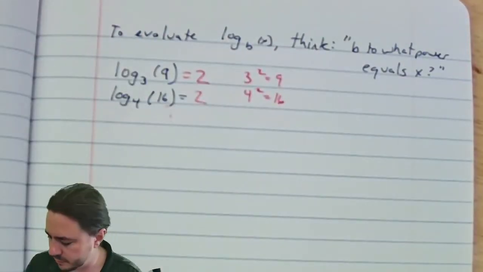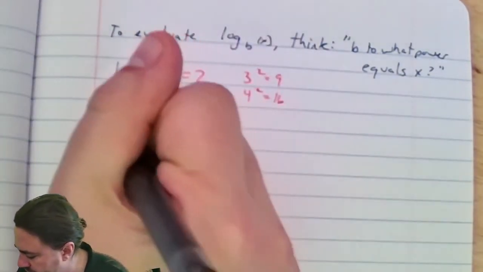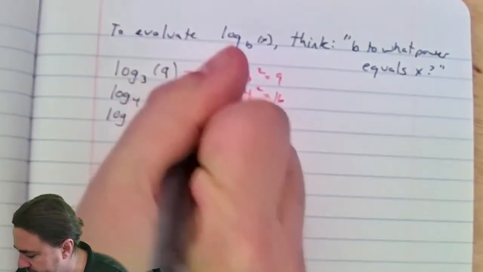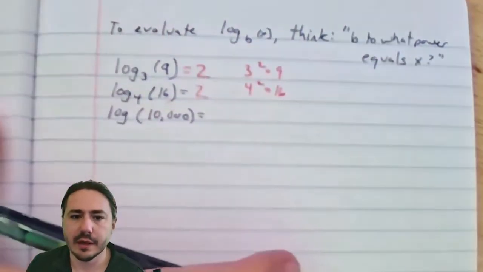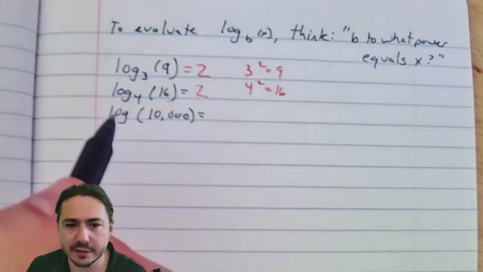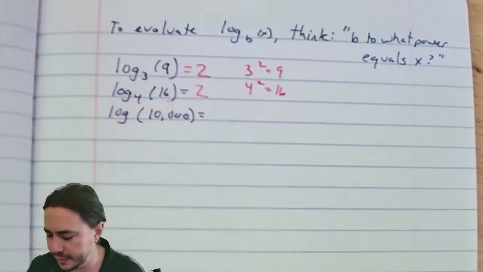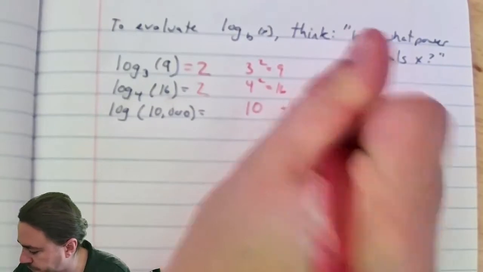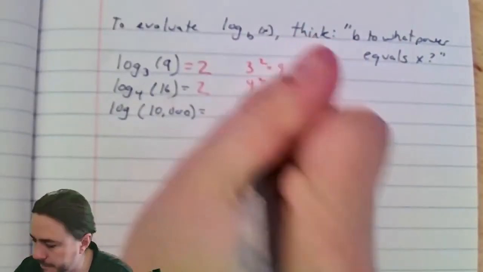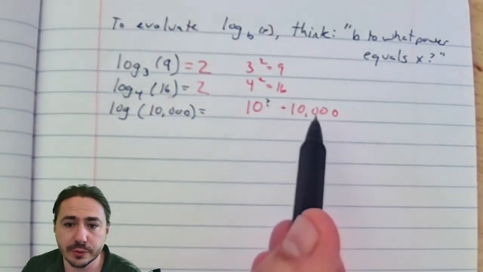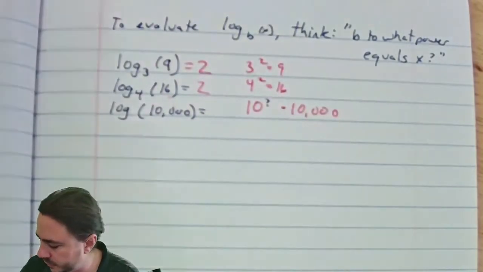Now, if I give you a common log and I just say something like log of 10,000 here, the question would be: 10 to what power is 10,000? Well, let's see. That would be to the 1, 2, 3, 4th power. So that would equal 4.